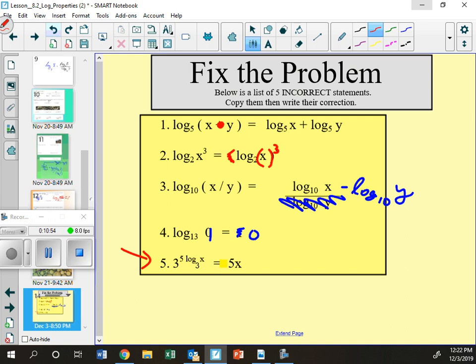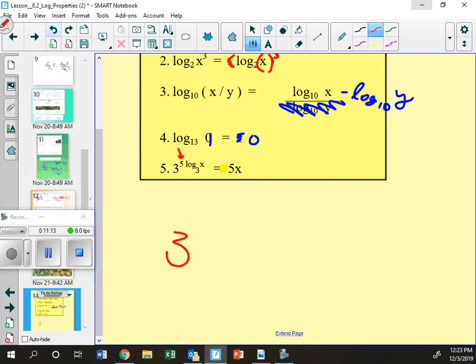All right, and this one, number 5. What should they have done? They should have noticed in here that 5 should be moved. Where should this little 5 right here go? It's in the front of a log. Here, I'm going to blow it up. Maybe some of you can't see where it really is. 3 to the power of 5 log base 3 of x. Where could that 5 move?